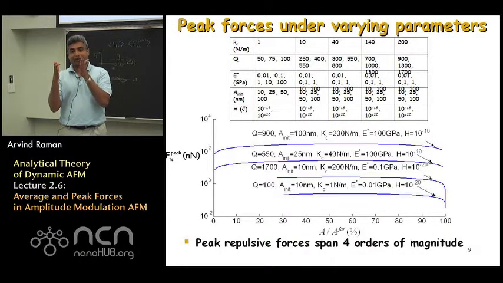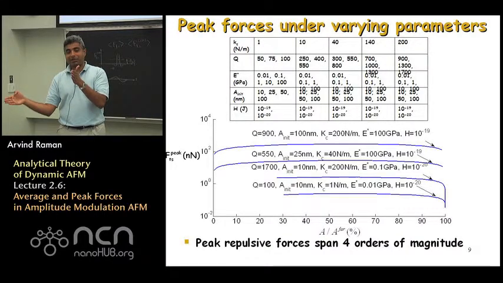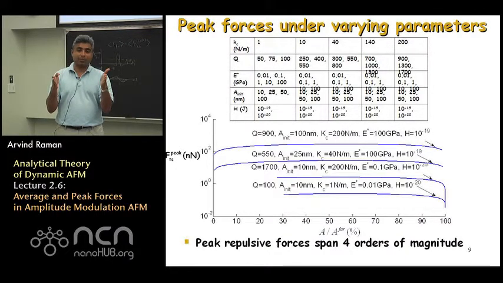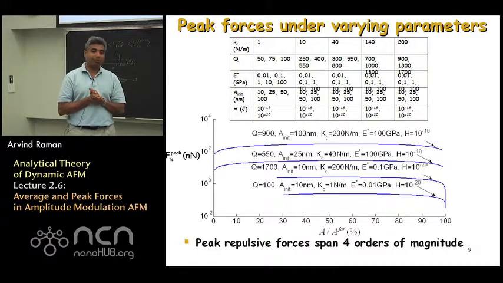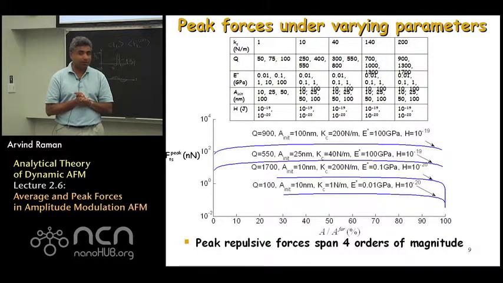So the maximum peak force that one would apply is not at the smallest set point ratio, nor at the largest set point ratio, but at intermediate set point ratios. This is an important finding which is used very often in trying to enhance phase contrast in polymer blends, for example.